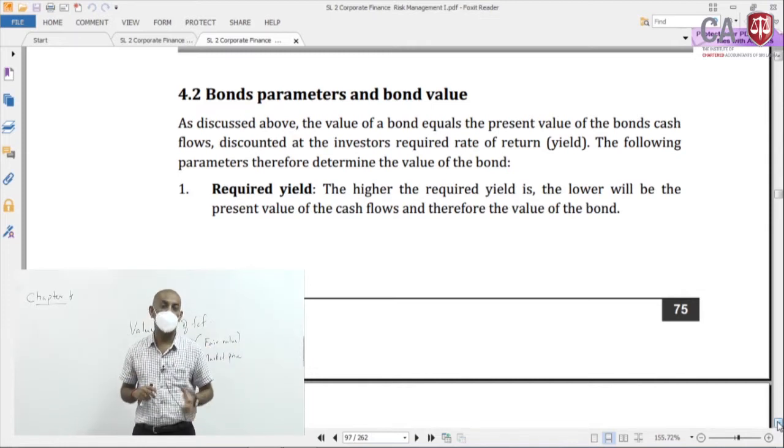The yield of the instrument is the IRR of the instrument. In order to calculate IRR, you always take the investment cash flow and the recovery cash flow. You compare both and see what the inbuilt return of that cash flow is.